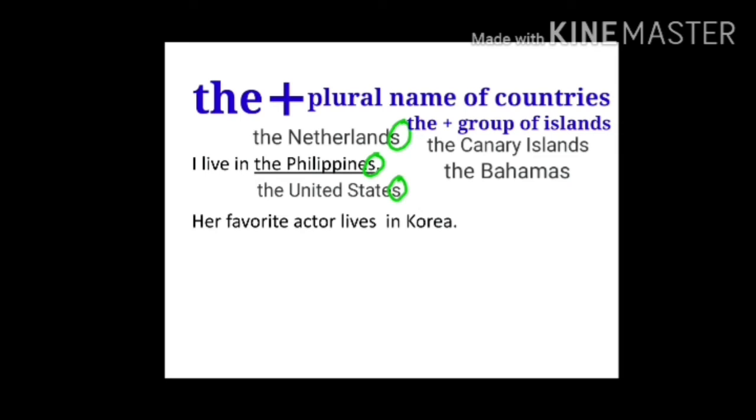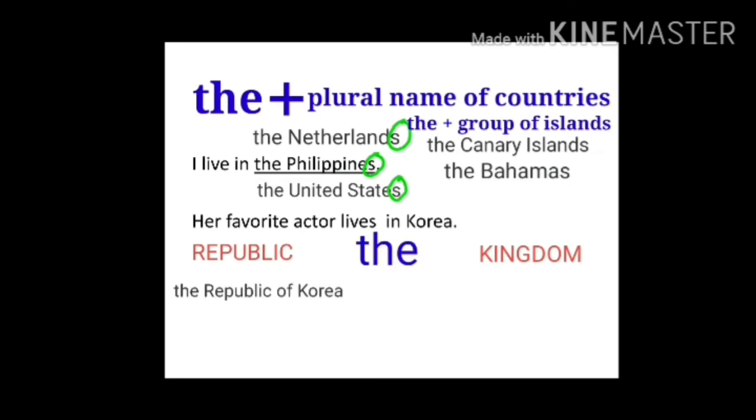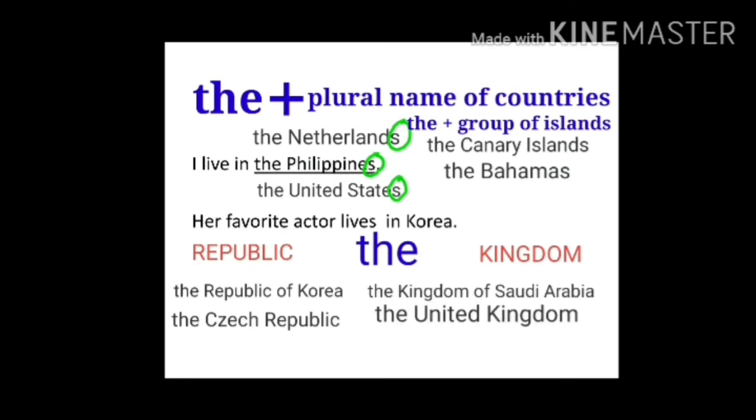Another specific rule with regard to names of countries is for countries having the words republic and kingdom. So if the name of your country can have the word republic or kingdom, then you have to use the article the. For example, the Republic of Korea, the Czech Republic, the Kingdom of Saudi Arabia, and the United Kingdom.